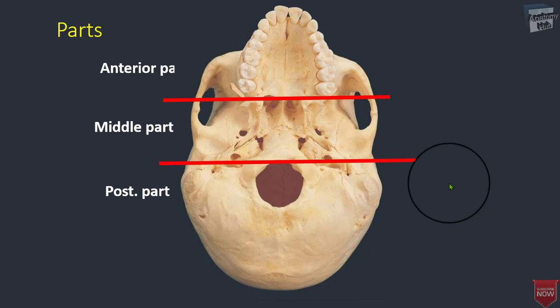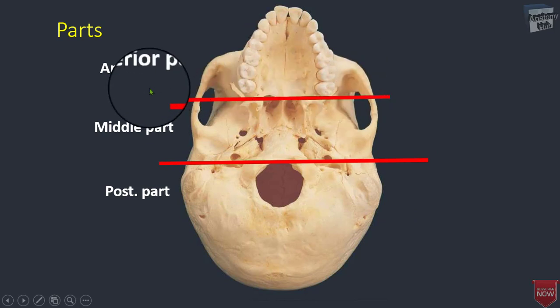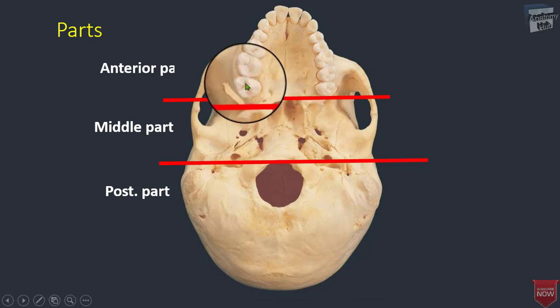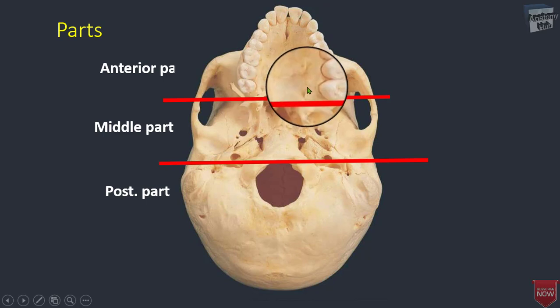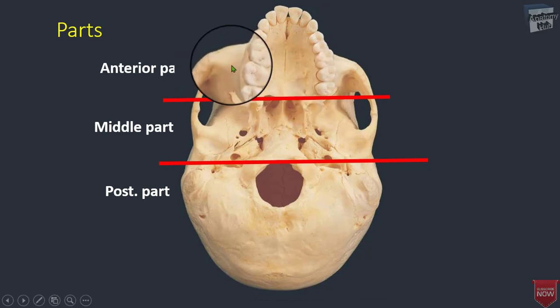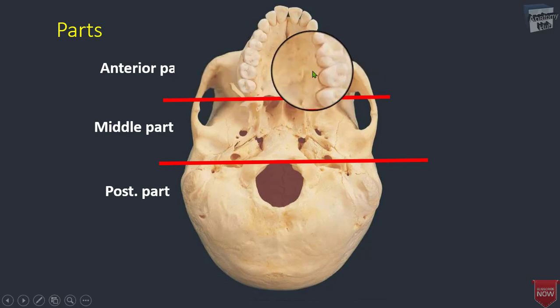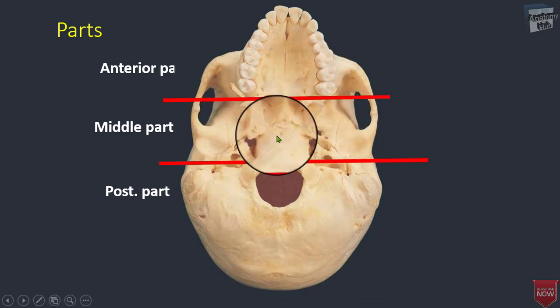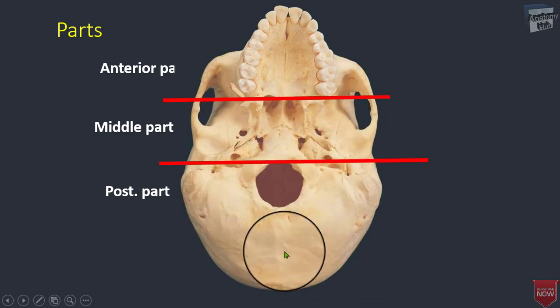In this position, you can see that the Norma basalis can be divided into three parts, as I have drawn here with the two lines. Anteriorly, you will find the maxilla and the palatine bone, and some part of the zygomatic bone, and that comprises the anterior part. This division is only for the convenience of our study and to understand the skull in a better way. Here we will get the middle part, and here we will get the posterior part.